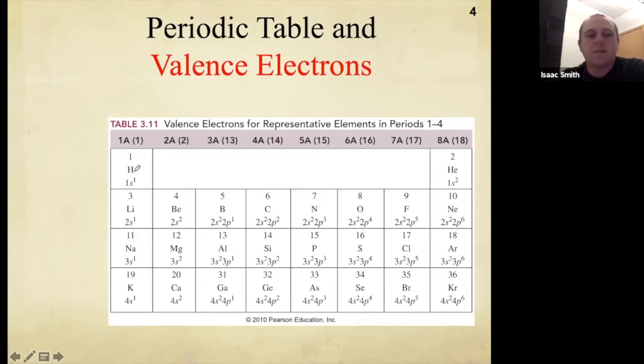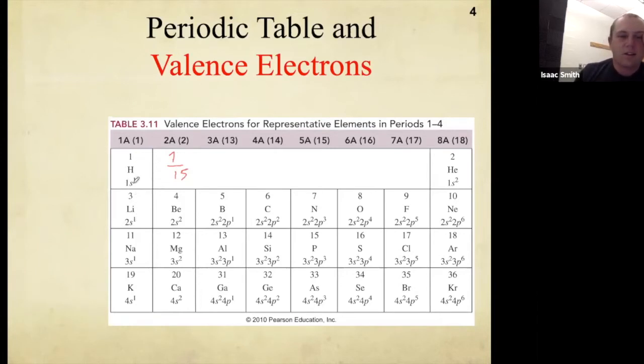And so hydrogen, if you look at the electron configuration for hydrogen, it's going to have 1 electron in the 1s orbital. And since hydrogen is in the first row here, it only has access to the first energy level. And so this electron that's in the 1s is actually the valence electron for hydrogen. So hydrogen has 1 valence electron.